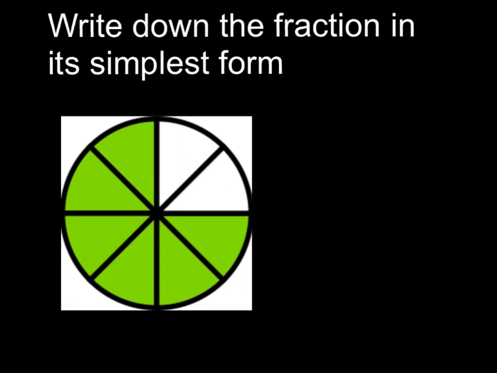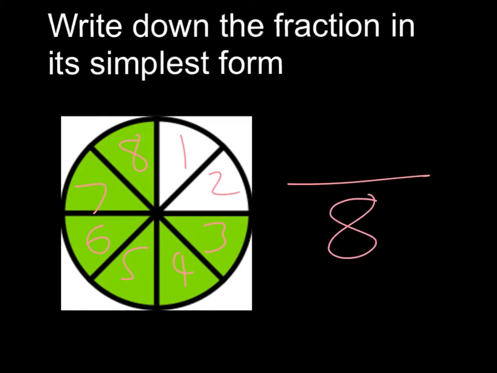Okay, so writing down the fraction in its simplest form, first thing we need to do is just count how many pieces there are. So 1, 2, 3, 4, 5, 6, 7, 8. There are 8 pieces, so it is out of 8. And then if we look at the green section, it is taking up just the 1, 2, 3, 4, 5, 6 pieces. So that is 6 of them out of the 8.